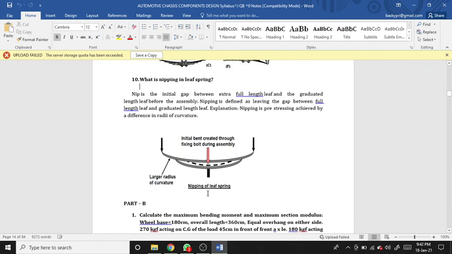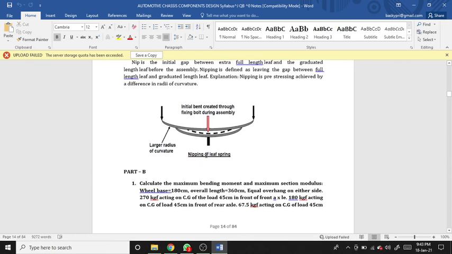The image is shown here for easy understanding. This arrow mark indicates the nipping of the leaf spring. This is called a larger radius of curvature. This is called the nipping of the leaf spring. Here the initial bend is created through the fixed bolt during the assembly section. So these are some basic concepts for a vehicle frame.